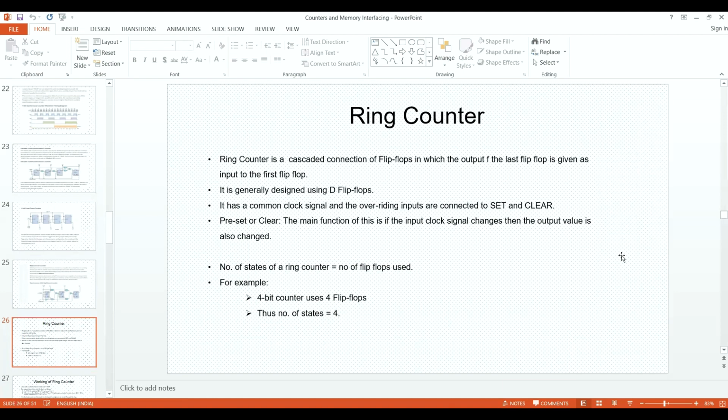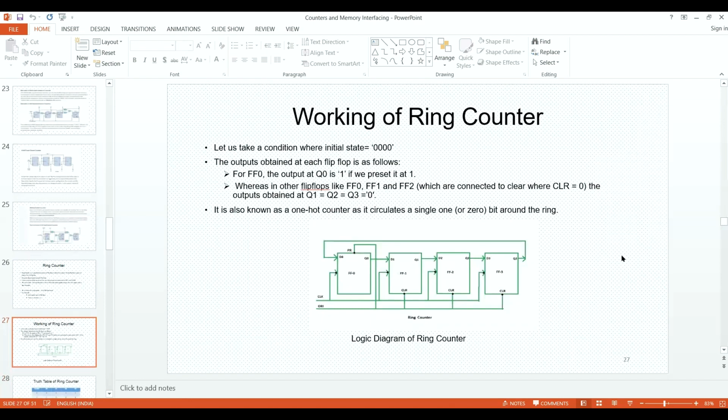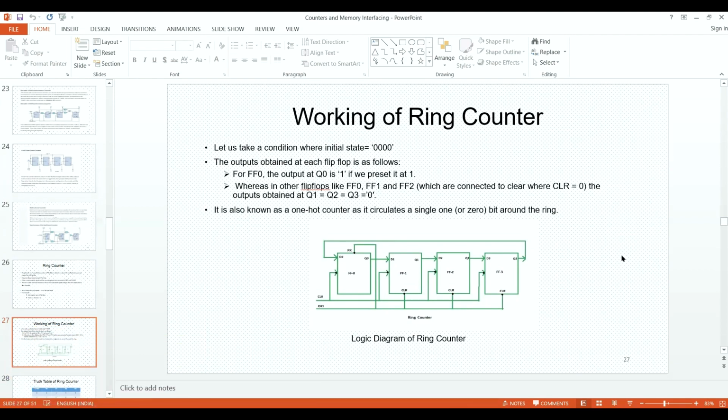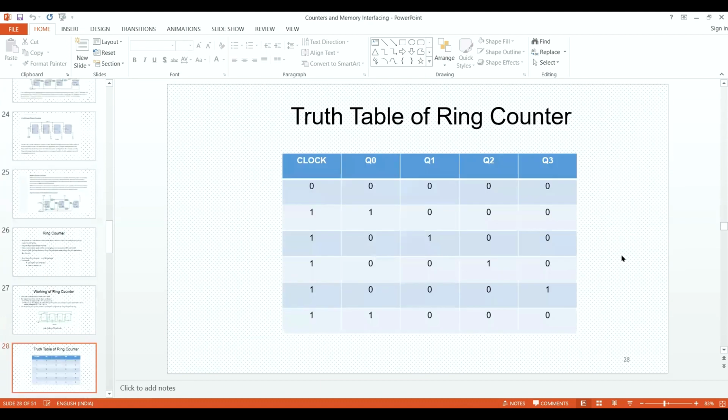There is a common clock signal, and all the inputs are set and cleared. We have to decide the number of states, which depends upon the number of flip-flops. A 4-bit counter uses 4 flip-flops, and the number of states would be 4. You can see that in the logic diagram of the ring counter. It is a 4-bit counter, the conditions are 0001, 0010, and so on, and the feedback is already given.